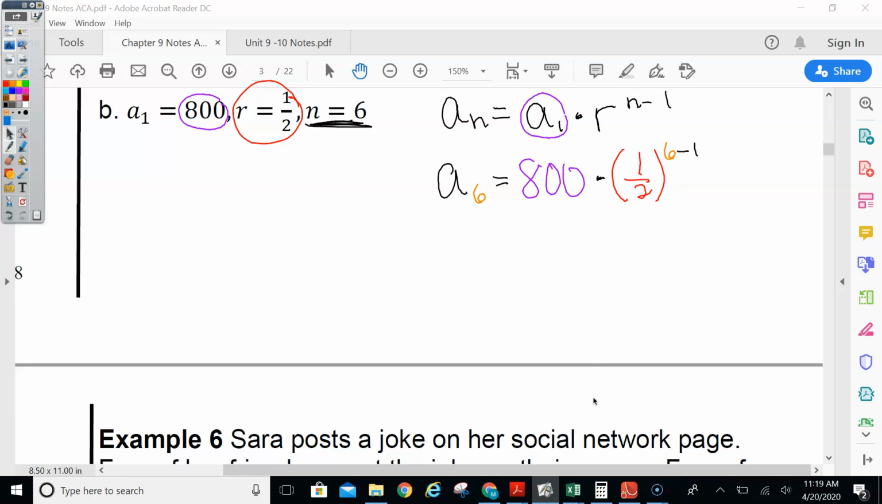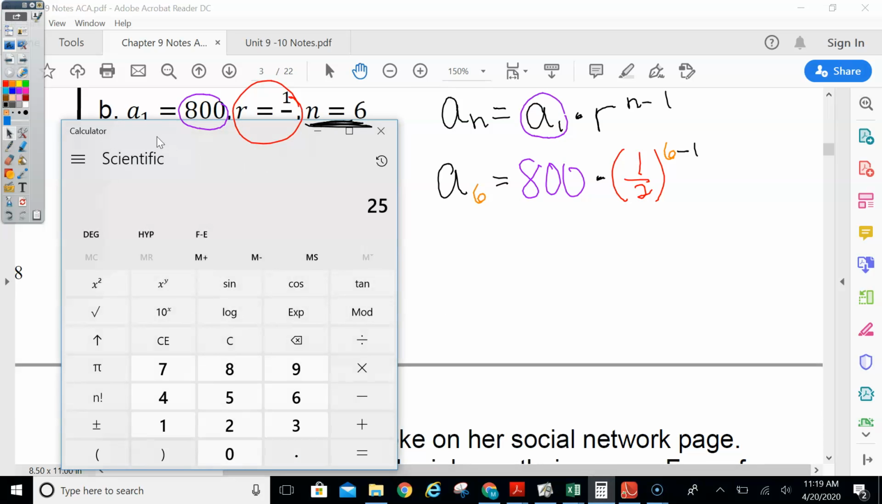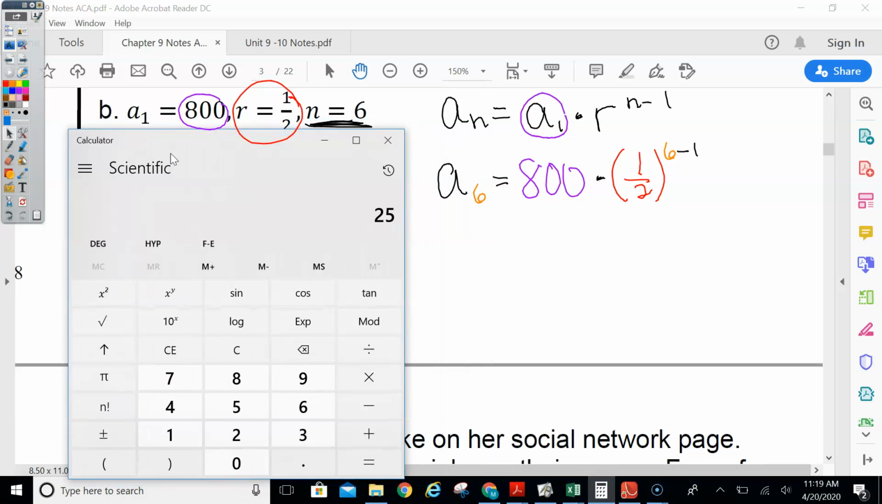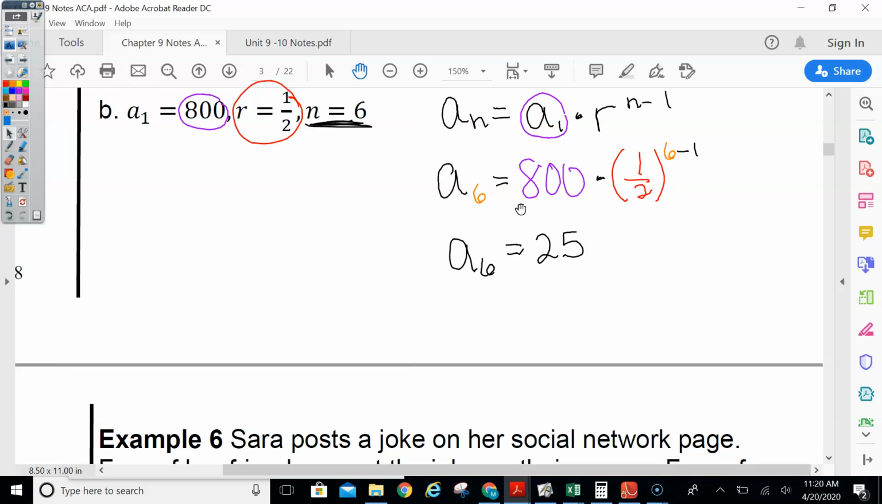Alright, so I'm just going to do it in the computer calculator because that one's small. I don't have to change my screen. But you can do it in the Inspire as well. So we're going to do 800 times parentheses 1/2, exponent, parentheses 6 minus 1. And then that tells us that the sixth term is 25. Okay, so that's how we do it with the formula.